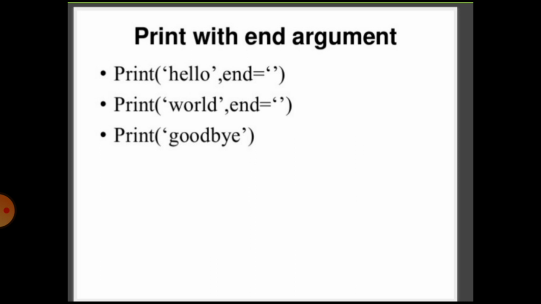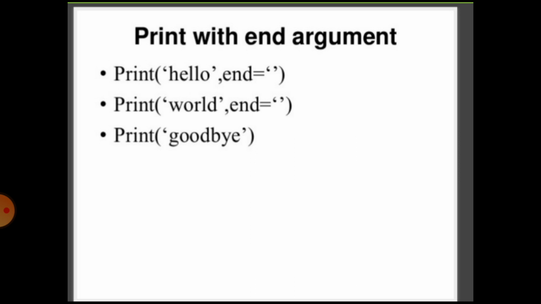Here are three statements. The first statement: print 'hello', comma, end equal to nothing in quotes. You can use any character in single quotes. Whichever character you choose, the print function will display the content, then that character will display without changing the line, because here end is a particular given character. In this line there is nothing in single quotes, so it will display the line only. It will display hello and not change the line.